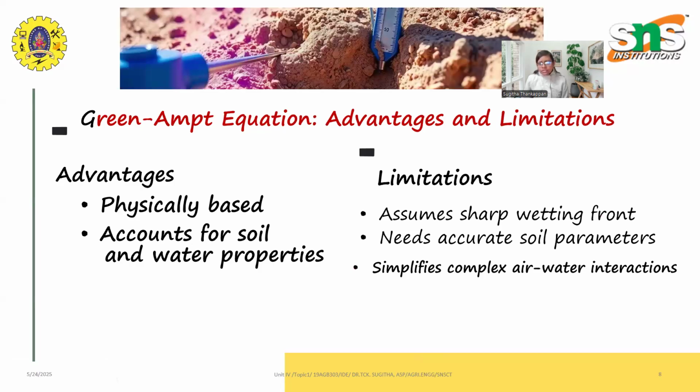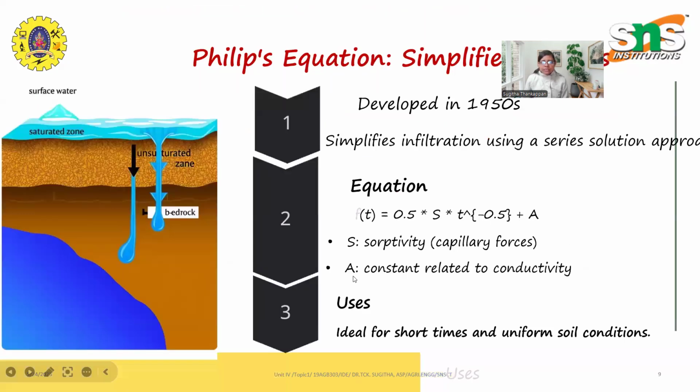So what are the limitations? It also assumes the wetting front, so it requires the soil to be wetted, and it also requires related soil parameters like the bulk density, pore density, etc. And also it simplifies, it excludes the complex air-water interaction. So these are the major limitations if you go for this Green-Ampt equation.